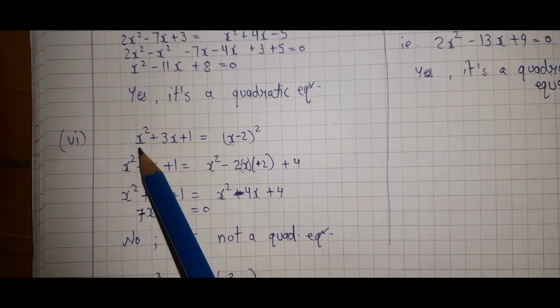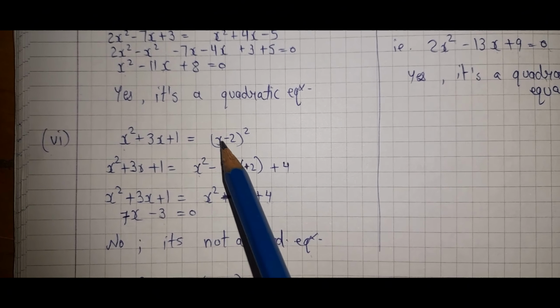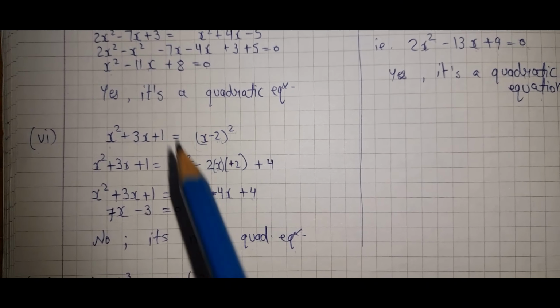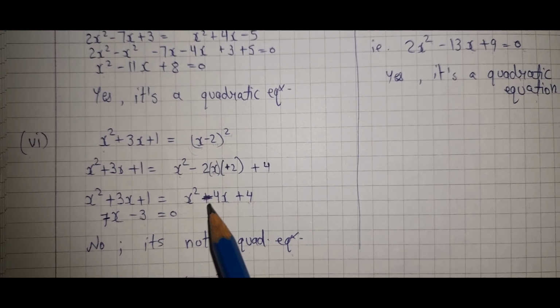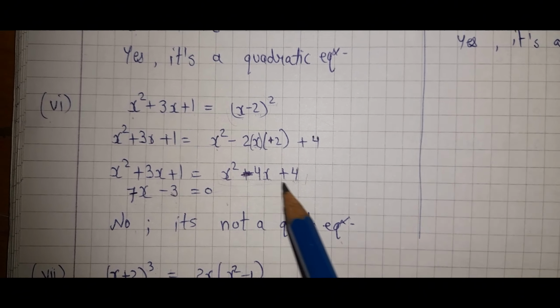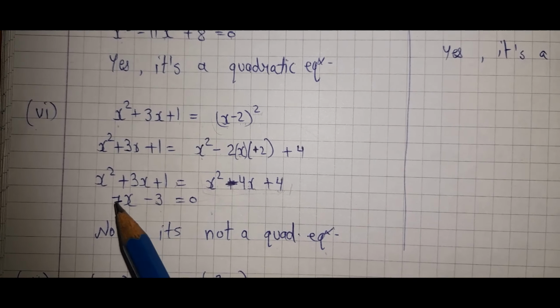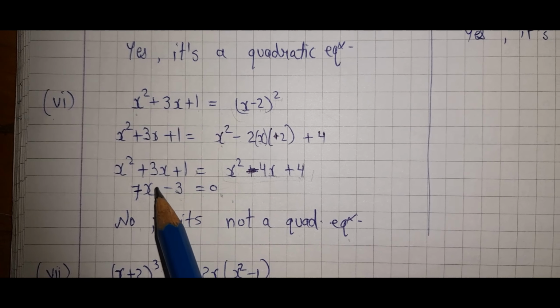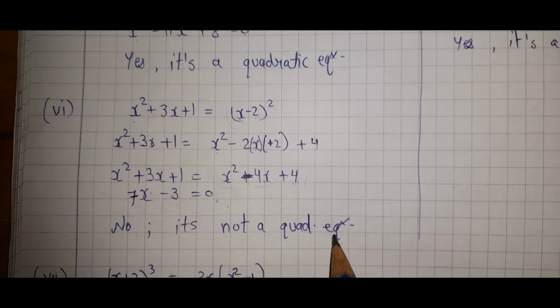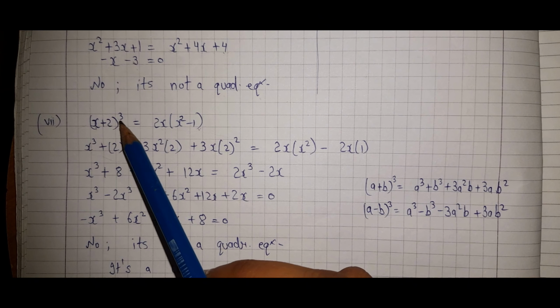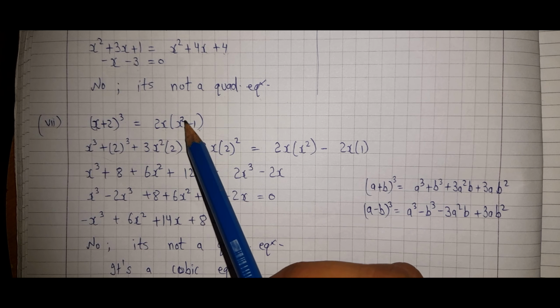Sixth part, x square plus 3x plus 1 equals to x minus 2 whole square. After applying the formula of a minus b whole square in the right hand side, we will have x square minus 4x plus 4. After taking all these terms to the left hand side, we will have 7x minus 3 equals to 0. Since this is an equation with degree 1, it's not a quadratic equation, it's a linear equation. Seventh part, x plus 2 whole cube equals to 2x into x square minus 1.